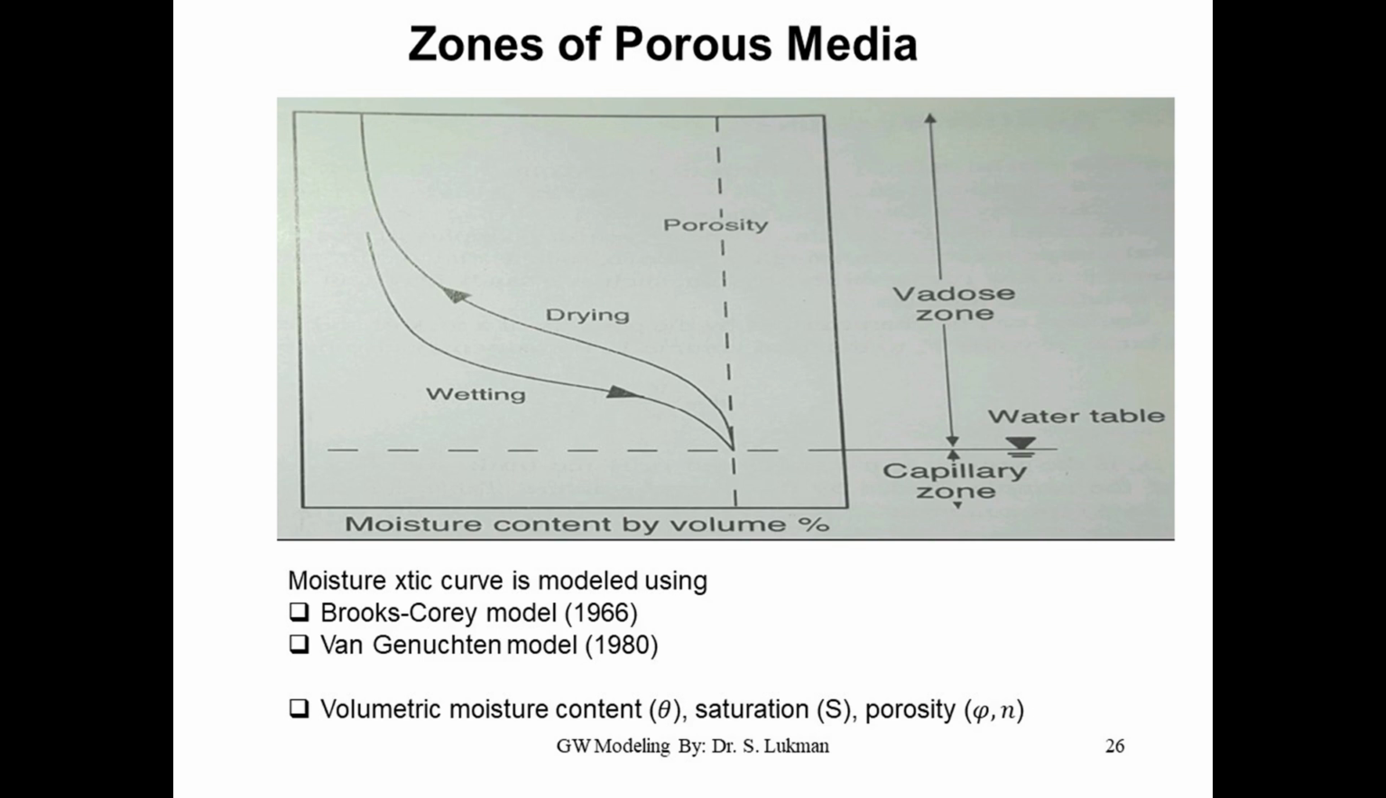What? When the void space is filled with water. And how do we relate it to the moisture content? Is equal to 1. How do we relate it to the moisture content? Intentionally left this here. This is the saturation.